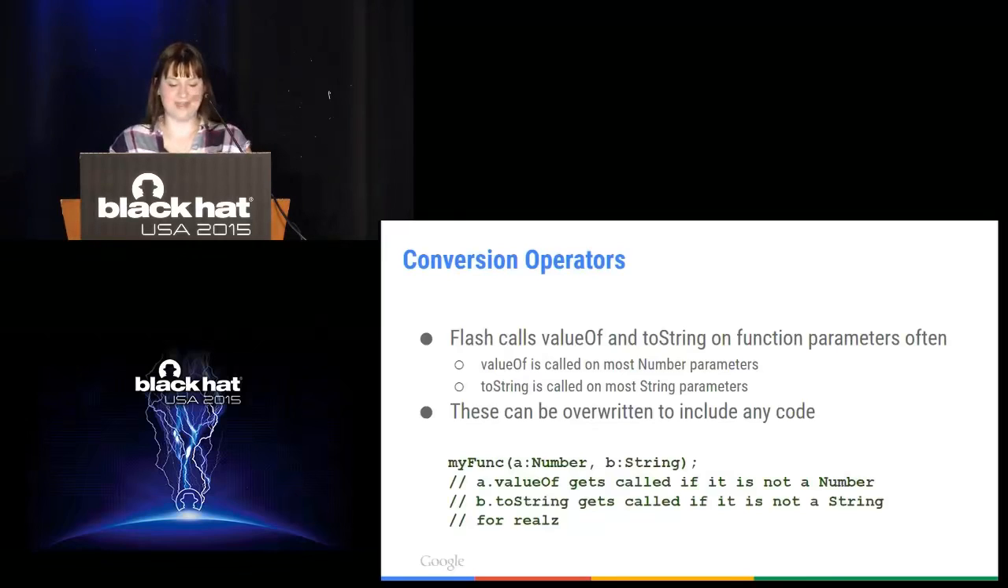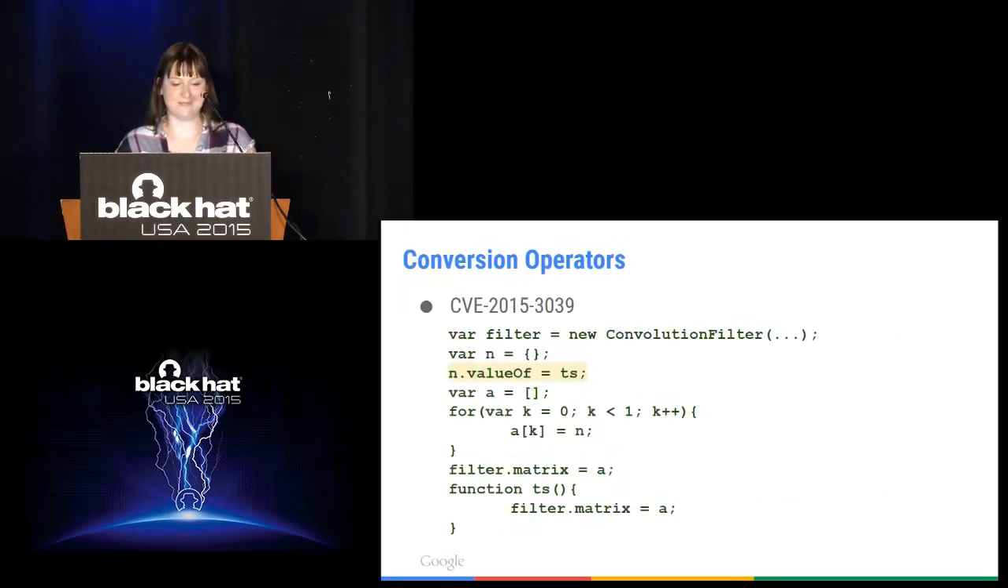What's really interesting in ActionScript is if you call a function where one parameter is a number and the other parameter is a string, a lot of the time, if you provide something that's not a number as the first parameter, it'll call valueOf on it. And if you provide something that's not a string as the second parameter, it will call toString on it. So this can cause a lot of interesting bugs.